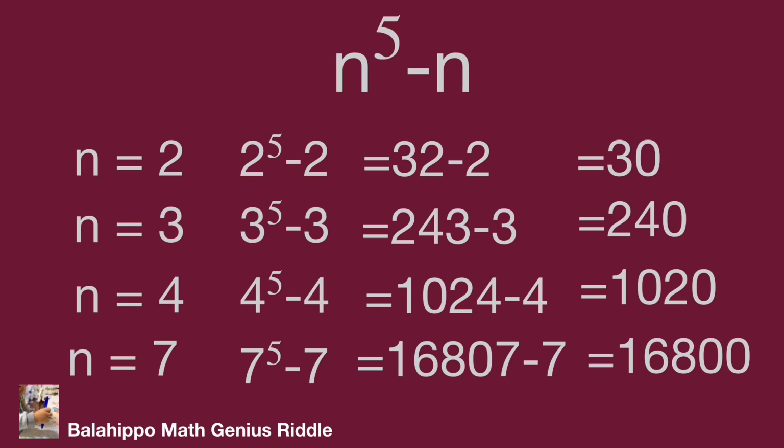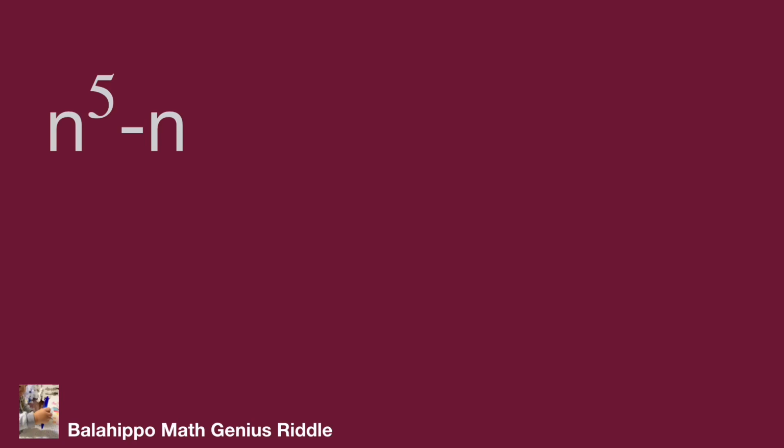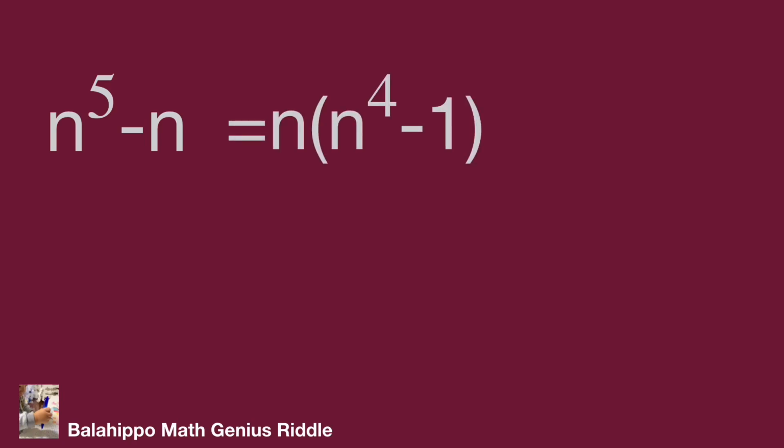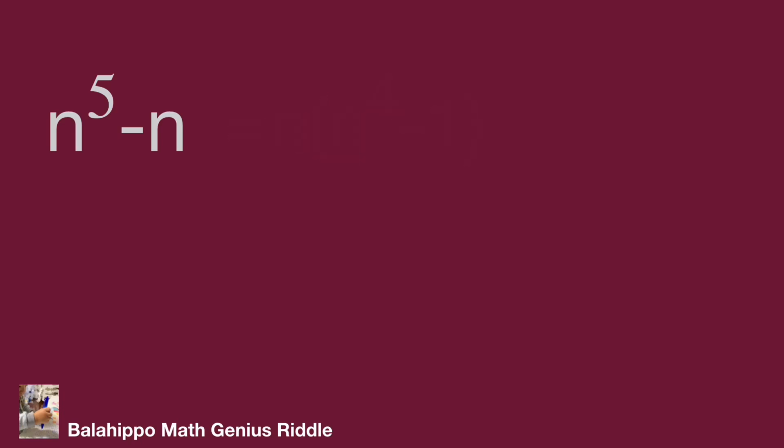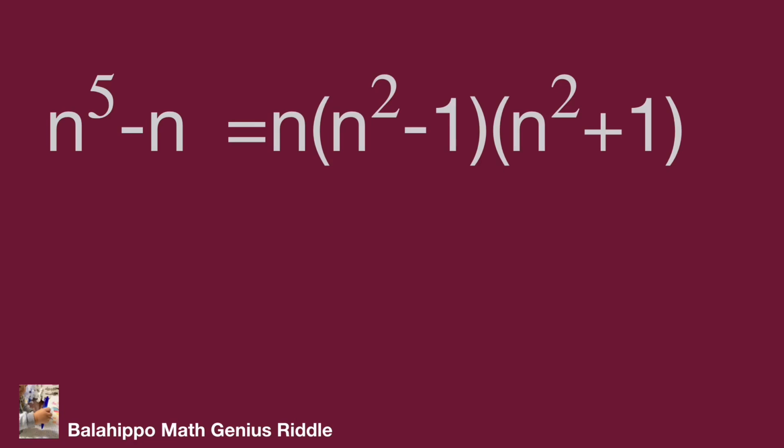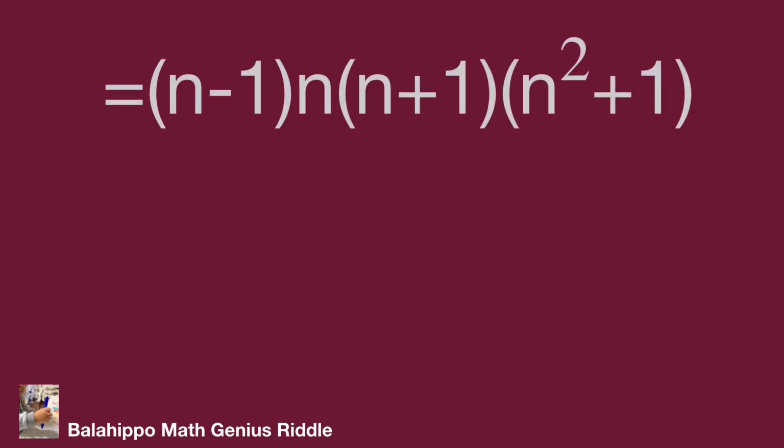Try to factorize n to the power 5 minus n. It equals n times (n to the power 4 minus 1). n to the power 4 minus 1 equals (n squared minus 1) times (n squared plus 1). Then (n squared minus 1) equals (n minus 1) times (n plus 1). After that, adjust the sequence as (n minus 1) times n times (n plus 1) times (n squared plus 1).